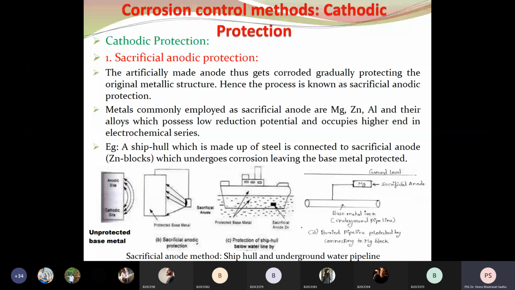For example, even a ship. The ships are always in water, so you should protect the metals which are used for making the ship. In ships there is a zinc block on the dock, which you can see. It's a sacrificial anode, so it protects the base metal. These are the applications which I have already seen.